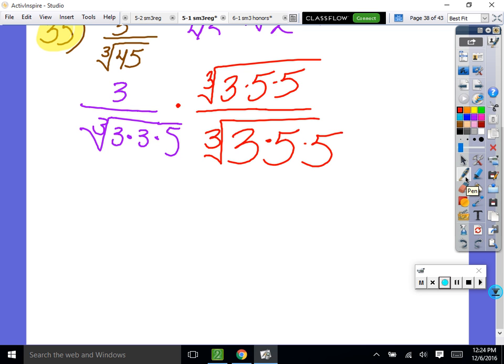This makes our life much easier. 3 is on the outside, so we have a 3. Cube roots. Now look, is there 3 of 3, 5, or 5s? There's 3 of them on top. No, so will anything come out? No. So multiply them together. 3 times 5 is 15. 15 times 5 is 75.